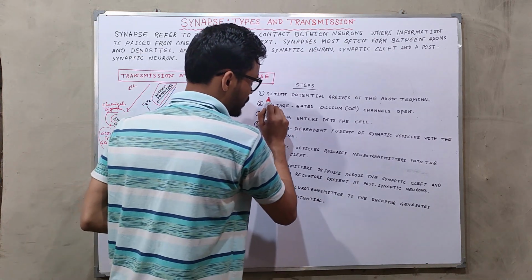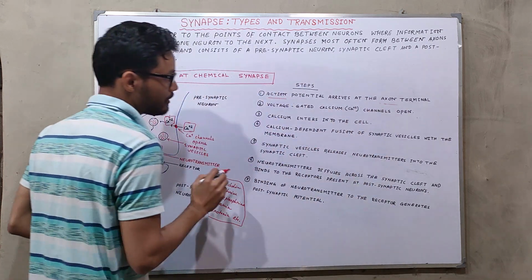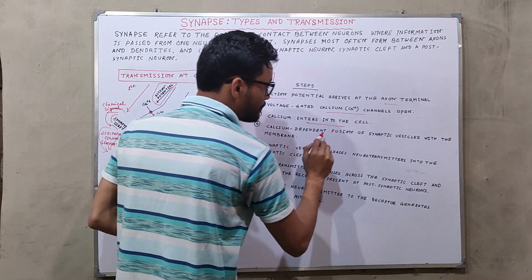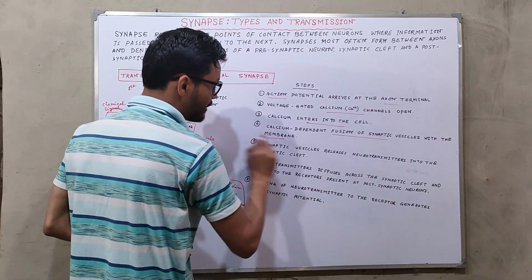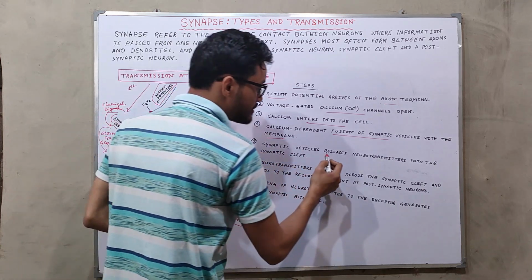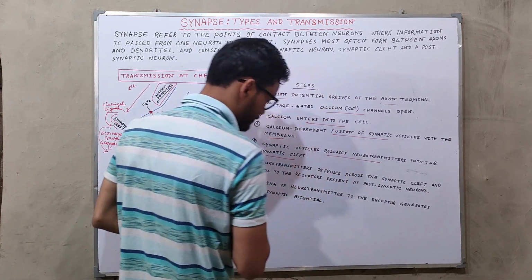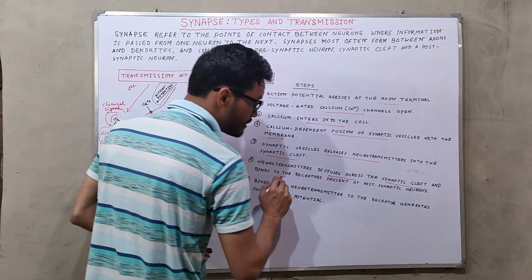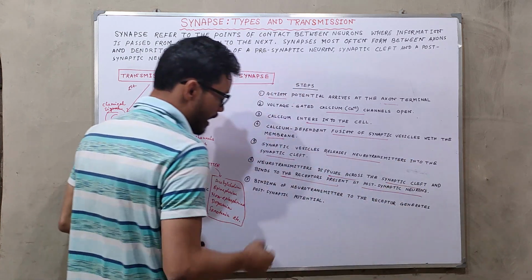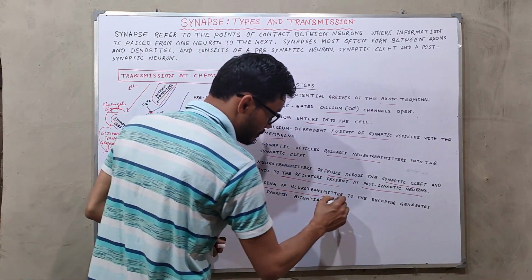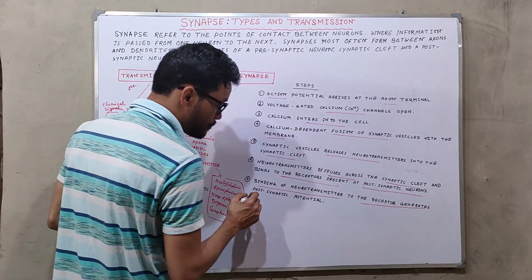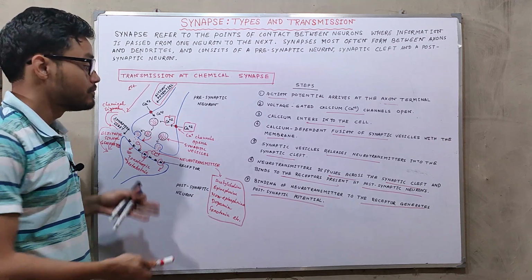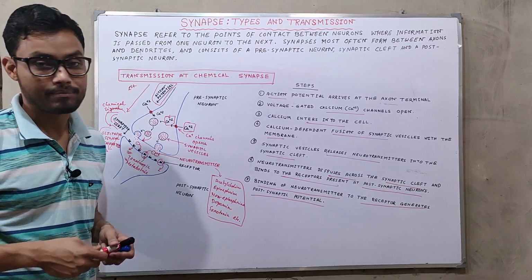Basically, the action potential arrives at the axon terminal, voltage gated calcium channels open, calcium enters the cell, and calcium dependent fusion of the synaptic vesicle with the membrane occurs. Now the synaptic vesicle releases neurotransmitter into the synaptic cleft. The neurotransmitter diffuses across the synaptic cleft and binds to the receptor present at the postsynaptic neuron, and lastly, binding of the neurotransmitter to the receptor generates the postsynaptic potential, and that creates an electrical signal from the chemical signal present in the synaptic cleft.